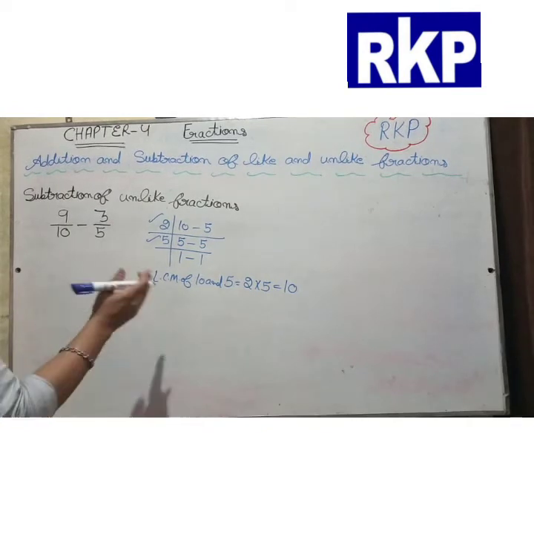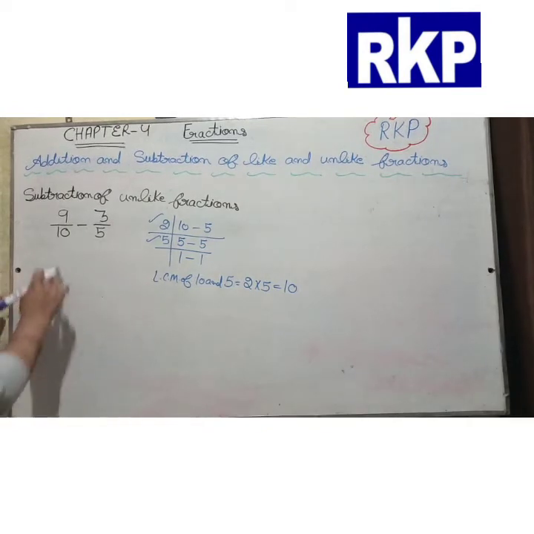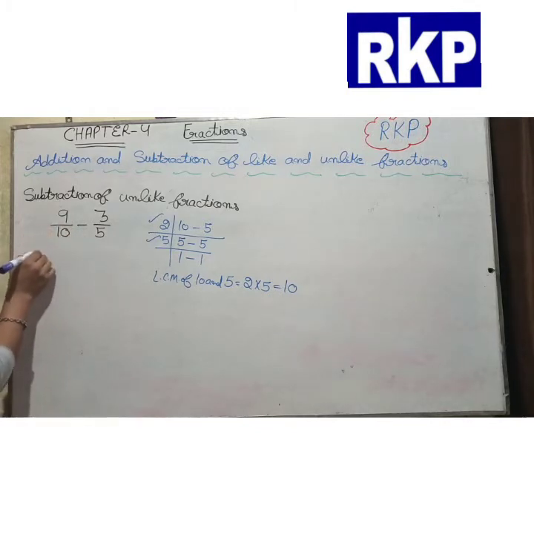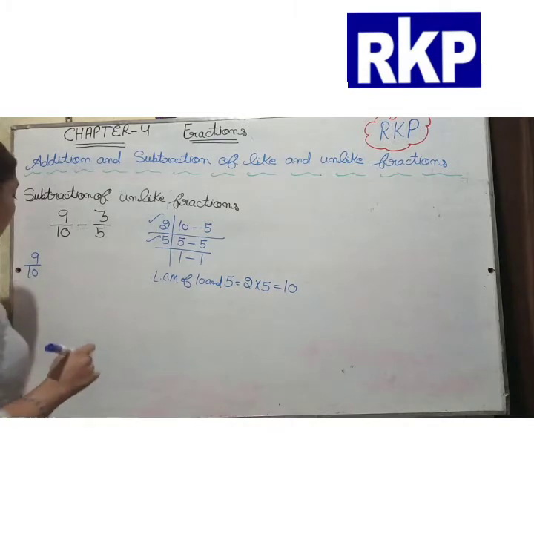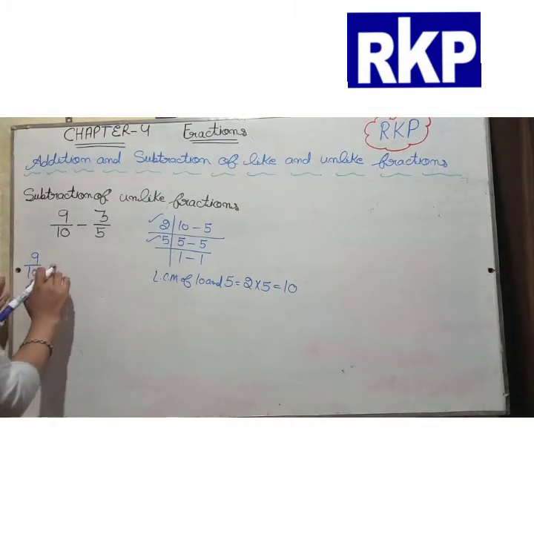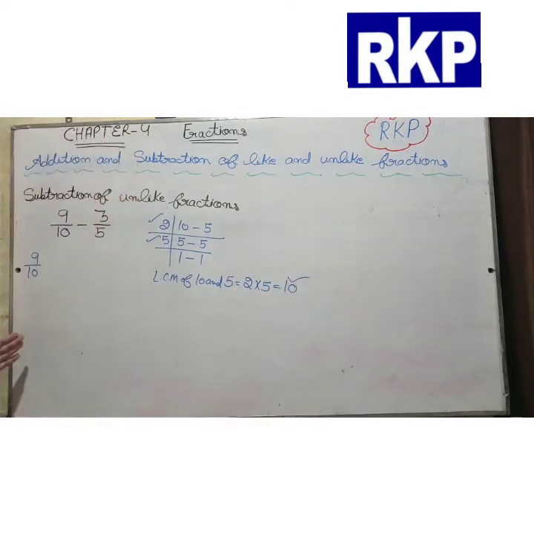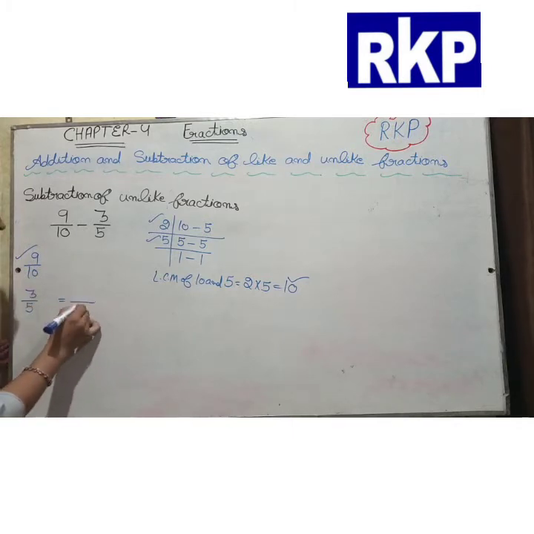Now by the first method, first of all we need to write equivalent fractions of these fractions. So first write 9 by 10, and we need to write an equivalent fraction with denominator 10. But 10 is already given here, so there is no need to write an equivalent fraction of this fraction. So write it as it is. Now write 3 by 5, and write something by 10 here.